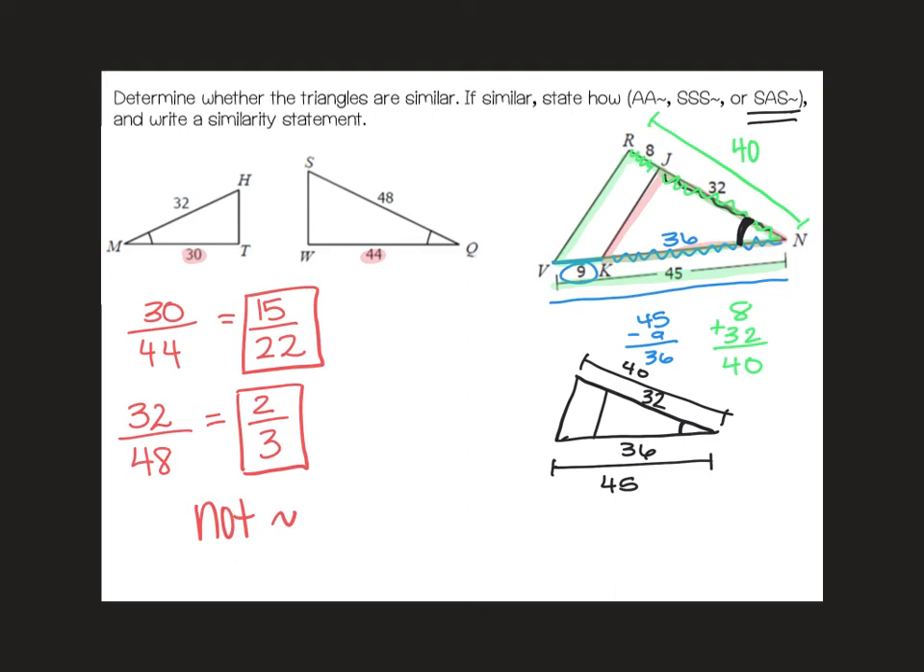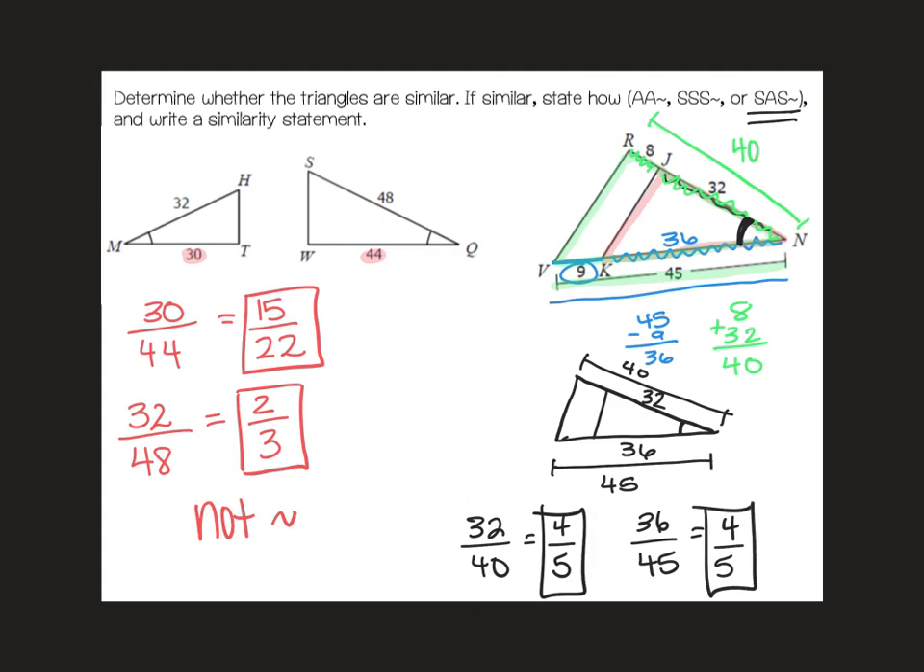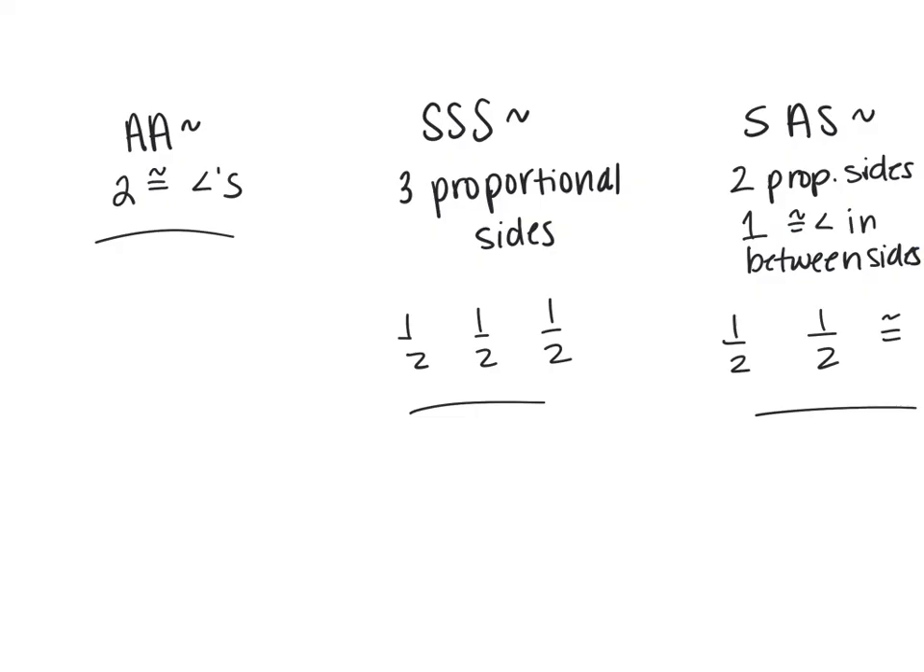So it's looking like side, angle, side is what I want to be checking. So the top sides that correspond are 32 over 40. When you simplify that, you're going to get 4/5. The bottom two sides are 36 over 45. When you simplify that, you're going to get 4/5. These match. The angle in between is congruent. That means these are side, angle, side, similar.